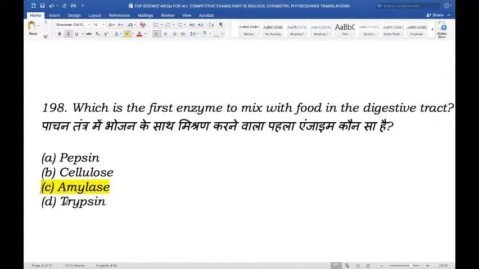Amylase is found in the saliva, and its function is to break down food starches into maltose, which is a disaccharide. So digestion of carbohydrate begins in the mouth itself.